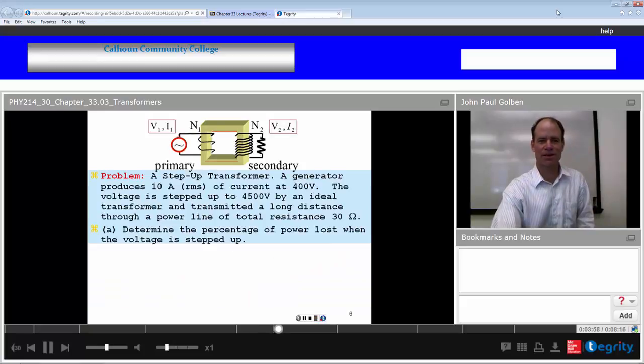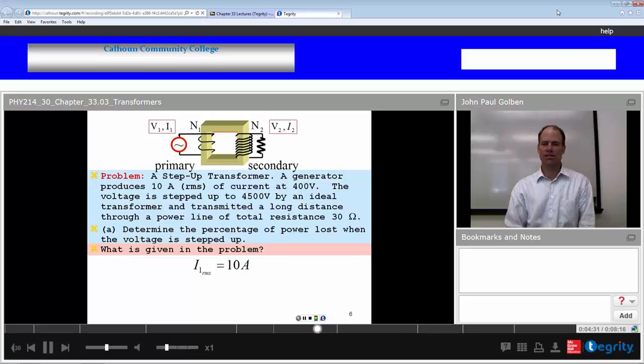Let's try this out. Let's try a step-up transformer. A generator produces 10 amps root mean square of current at 400 volts. The voltage is stepped up to 4,500 volts by an ideal transformer and transmitted a long distance through a power line of total resistance 30 ohms. That will be our load resistance. Determine the percentage of power lost when the voltage is stepped up. Let's find out what we have here.